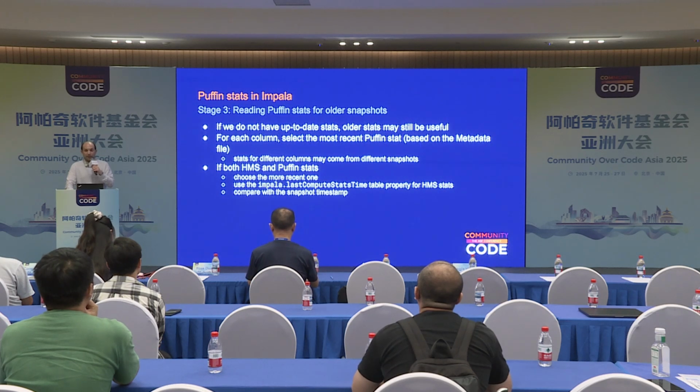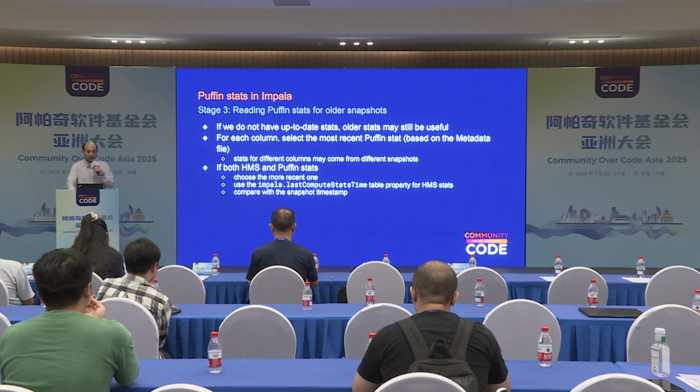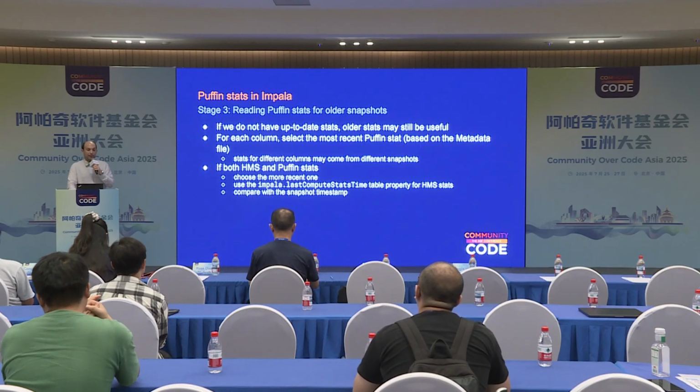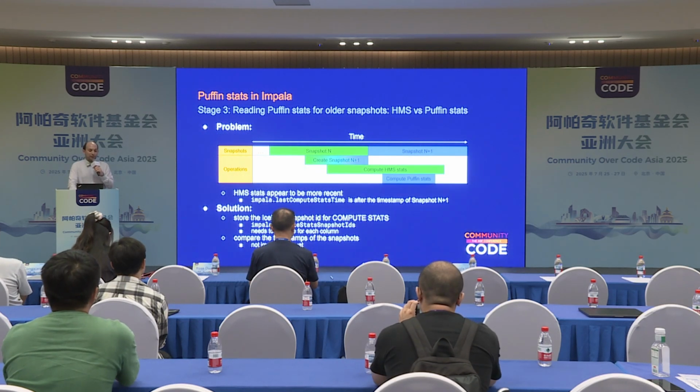But for HMS, we don't have snapshot information. We have a table property that we always set, which has existed from before. So we have this impala.lastComputeStatsTime table property that we set. This is also a timestamp of when we calculate statistics for the HMS. And we could think that this is okay: if the snapshot's timestamp is more recent than this table property, then we use the Puffin stats. Otherwise, we use the HMS stats. That doesn't sound quite right.